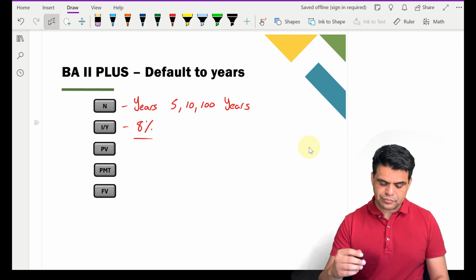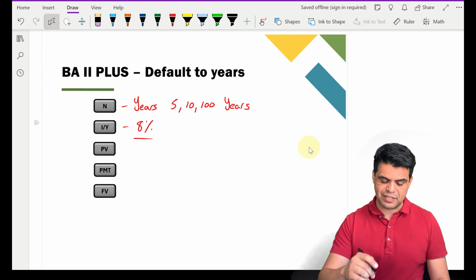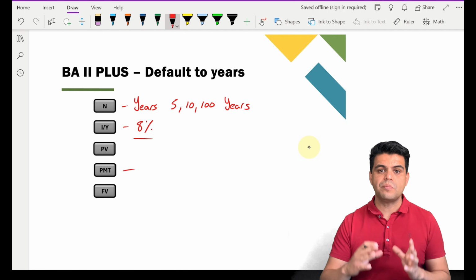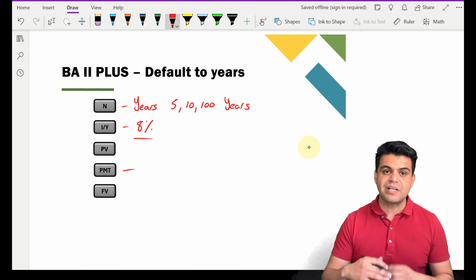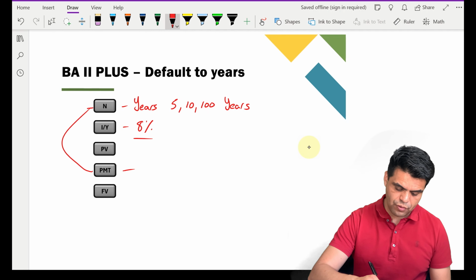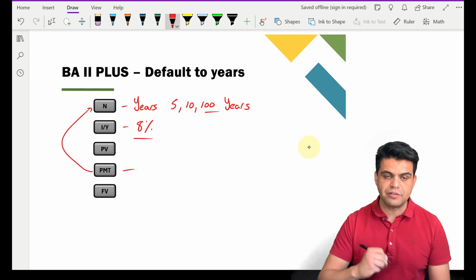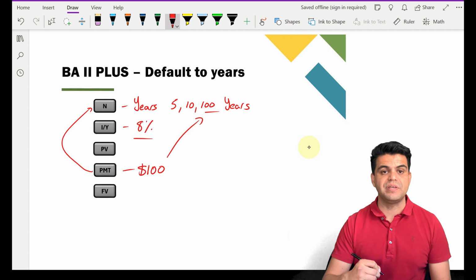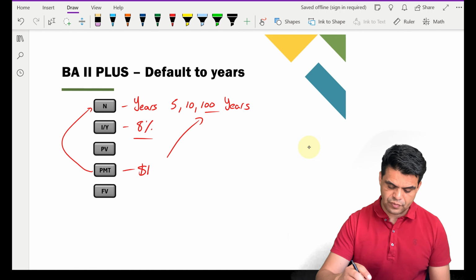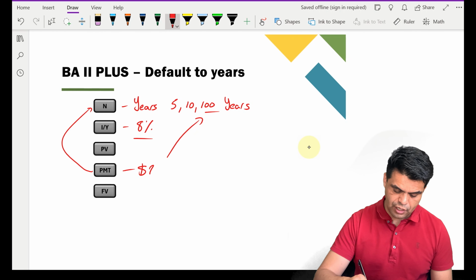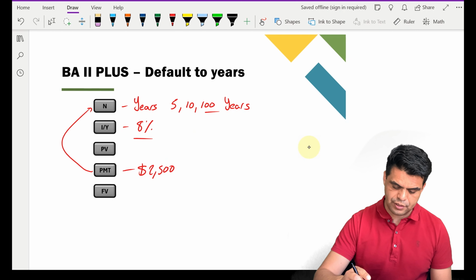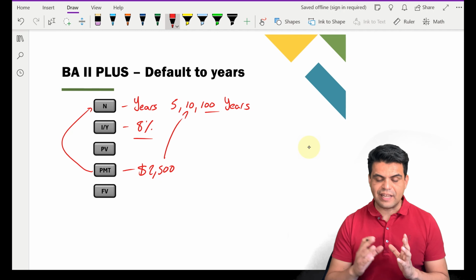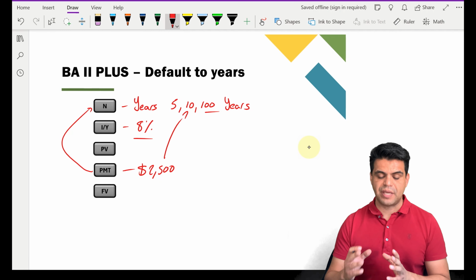Okay? Now, the last one I want to talk about where this is affected is the payments. Remember, I said that they're equal, periodic, and finite. So because they're periodic, they're going to follow N. So if you put in 100 years, a $100 payment for 100, it'll be for 100 years, right? Or it could be any payment. It could be a $2,500 payment for 10 years, okay? So that is also on a per year basis.